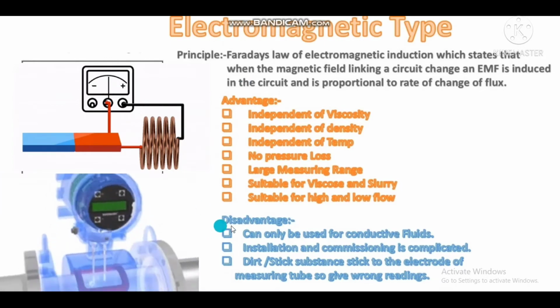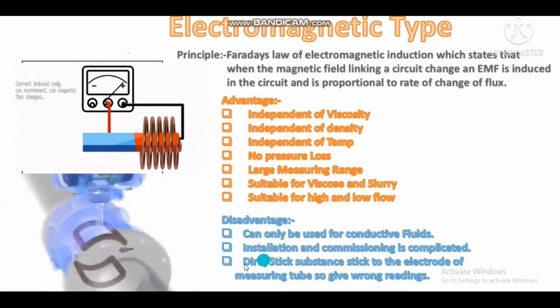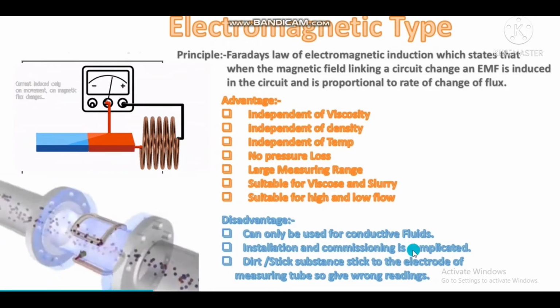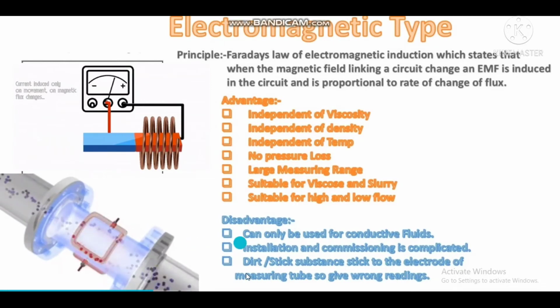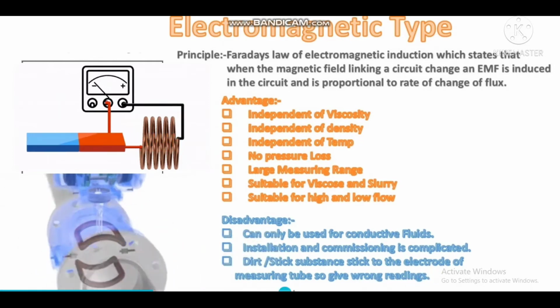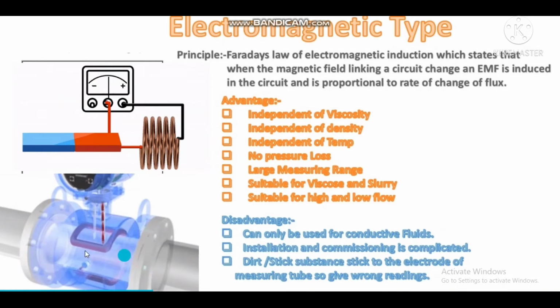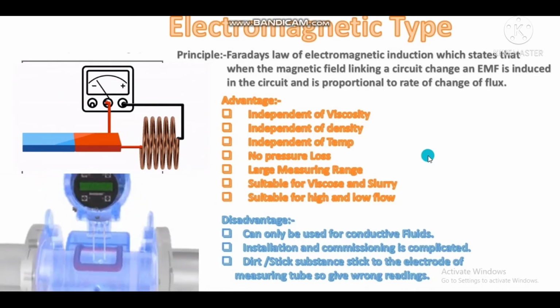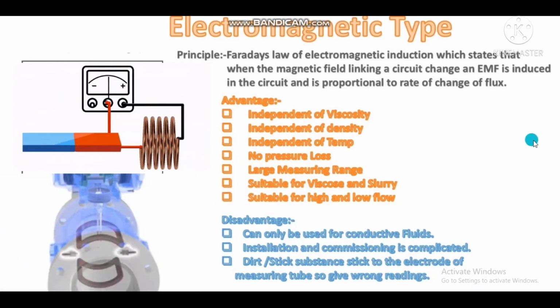So these are a few advantages, and a few disadvantages are, first, that it can only be used for conductive fluids, because it is working on the magnetic principle. The second disadvantage is that its installation and commissioning is complicated. And the third disadvantage is that dirt and sticky substances stick to the electrode of the measuring tube and give a wrong reading. When such dirty things from the fluid get stuck on the electrode, it can lead to a wrong measurement in the reading meter. So these are the few advantages and disadvantages of the electromagnetic type.